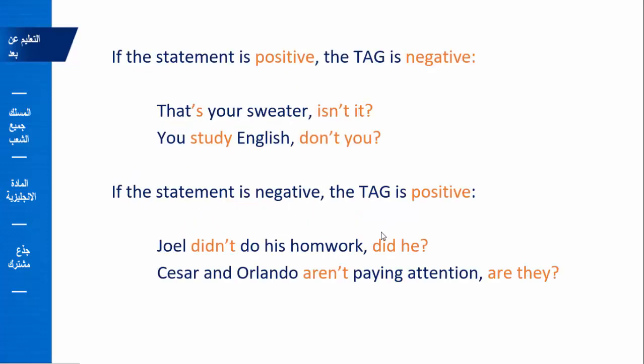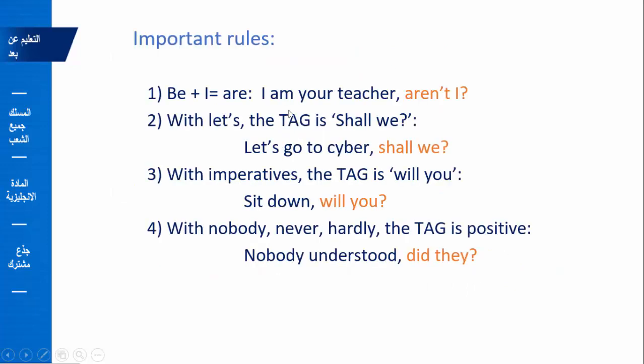Okay, for the form, if the statement is positive, the tag is negative. Here, that's your sweater, isn't it? So this is positive, tag is negative. You study English, don't you? Present simple, study. The auxiliary of negative is don't. So positive, negative. And if the statement is negative, the tag is positive. Joe didn't do his homework, did he? Okay, negative, positive. Caesar and Orlando aren't paying attention, are they? Aren't, are they?